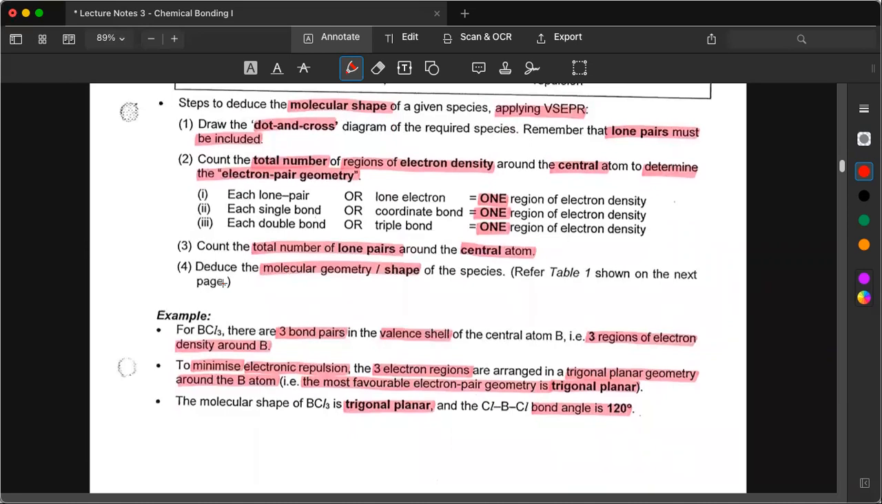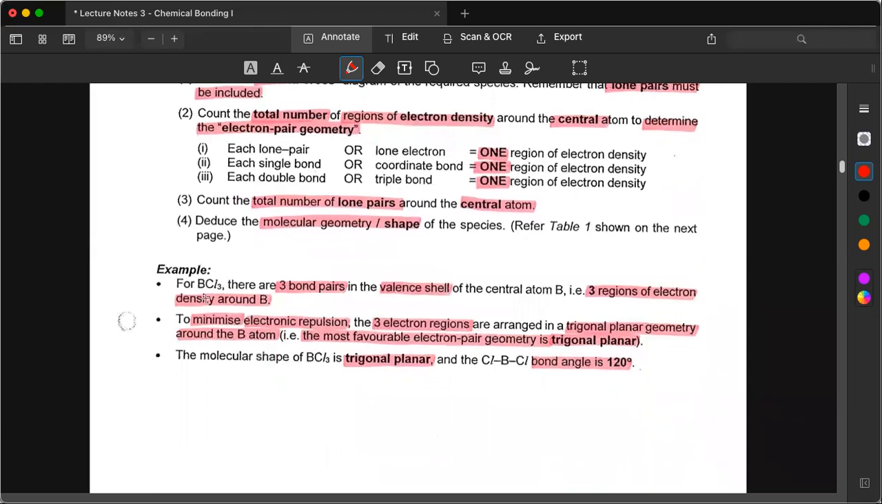For example, for BCl3, we observe 3 bond pairs in the valence shell of the central atom, which means 3 regions of electron density. To minimize electronic repulsion, the 3 electron regions are arranged in a trigonal planar geometry around the B atom, which is the most favorable electron pair geometry. The molecular shape is trigonal planar with a bond angle of 120 degrees between the chlorine and boron.